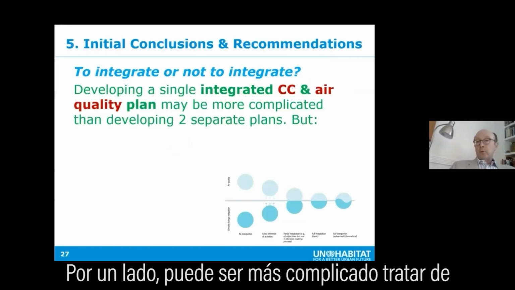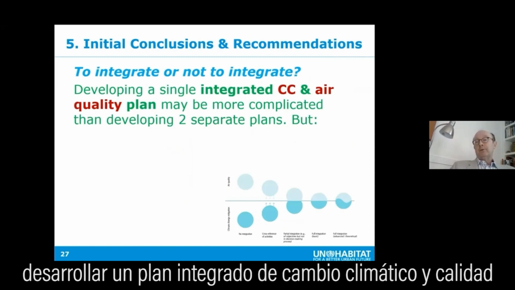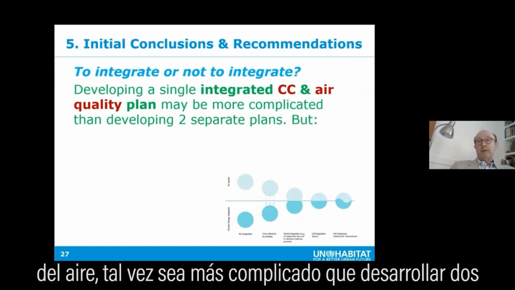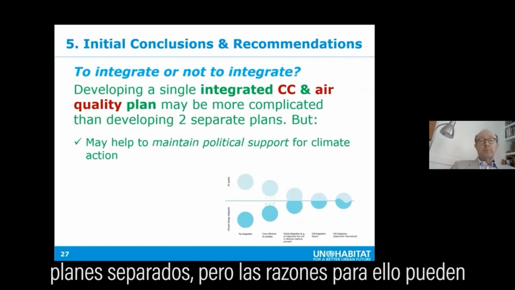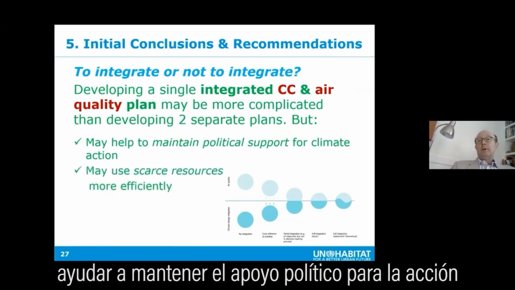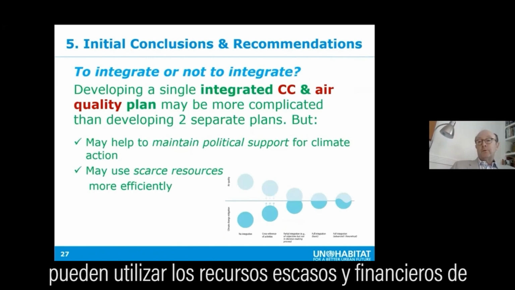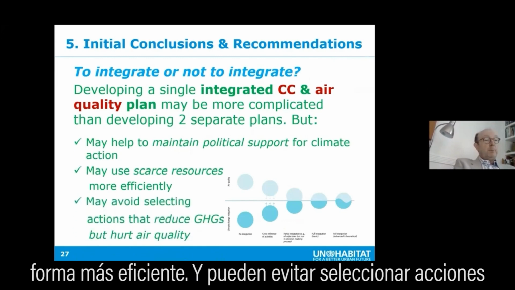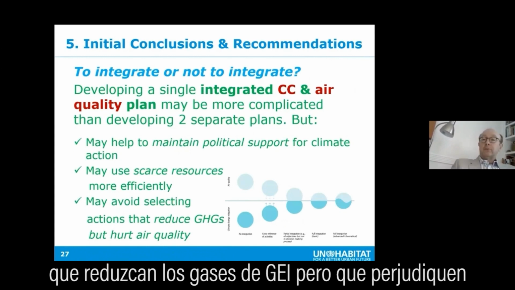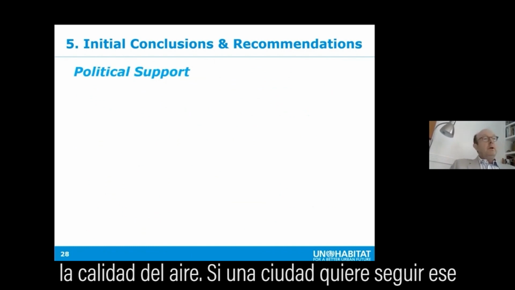On the one hand, it may be more complicated to try to develop an integrated climate change and air quality plan. Maybe that's more complicated than developing two separate plans. But the reasons for this: it may help to maintain political support for climate action. It may use scarce human and financial resources more efficiently. And it may help us avoid selecting actions that reduce greenhouse gases but hurt air quality.